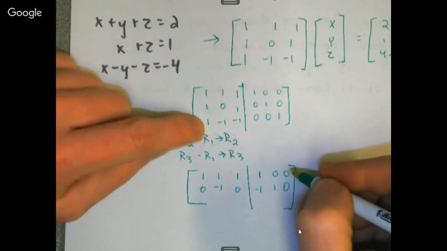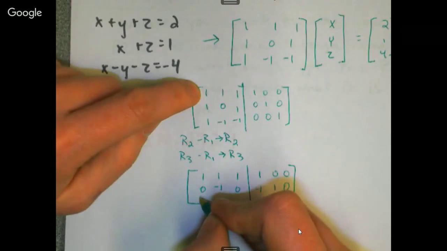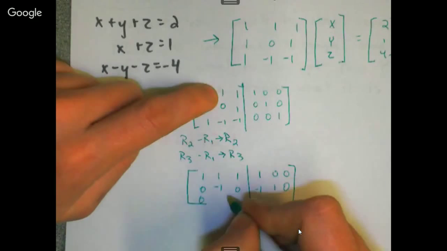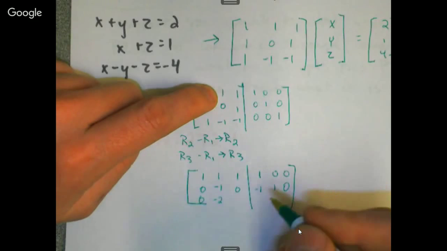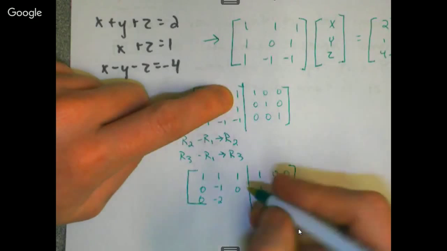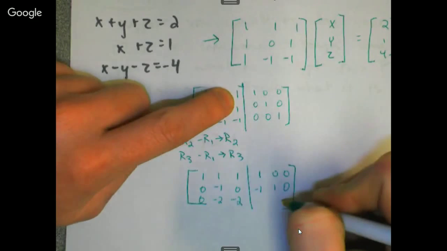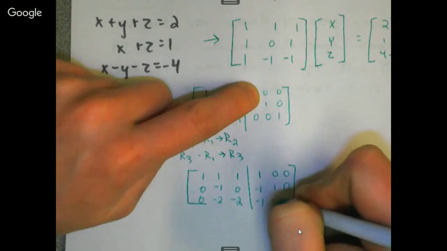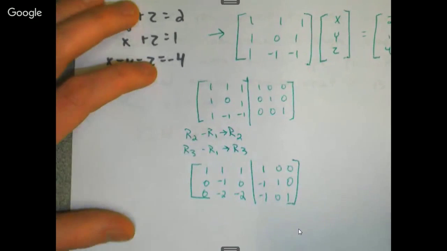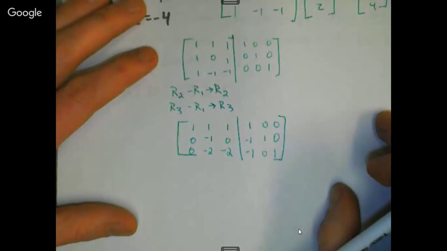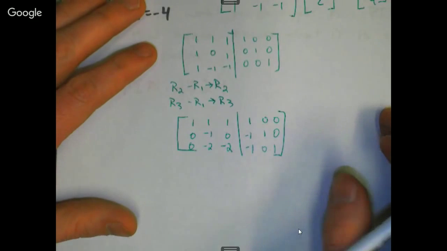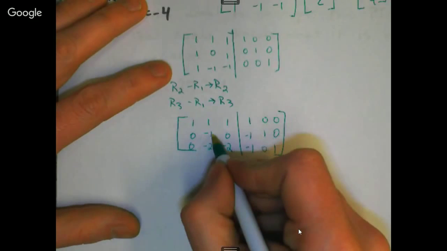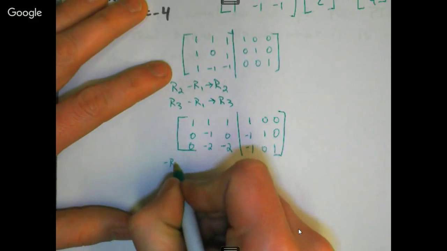Then row 3 minus row 1. So 1 minus 1 is 0. Negative 1 minus 1 is negative 2. Negative 1 minus 1 is negative 2. 0 minus 1 is minus 1. 0 minus 0 is 0. 1 minus 0 is 1. Okay, so this needs to be a 1. So we'll take negative row 2 into row 2.